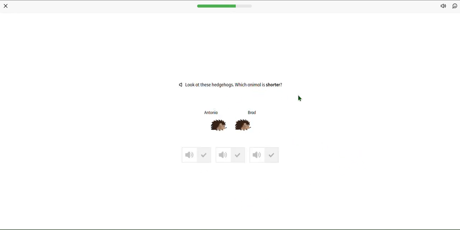Look at these hedgehogs. Which animal is shorter? They look to be the same size. Antonia is shorter than Brad. Brad is shorter than Antonia. Antonia and Brad are the same height. Same height.